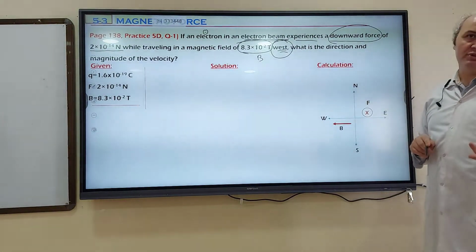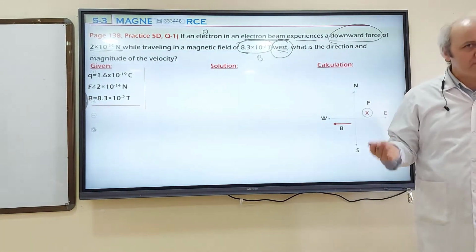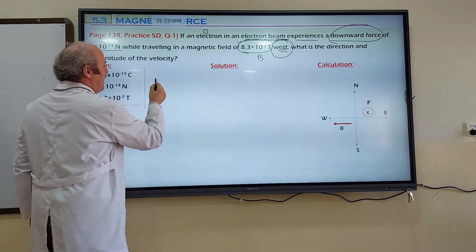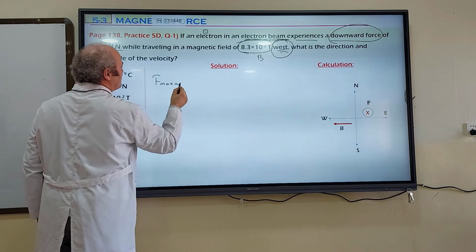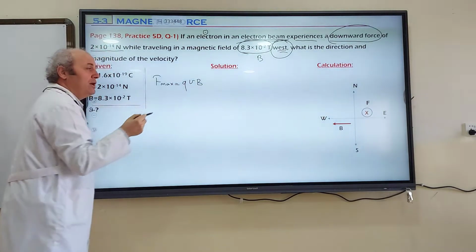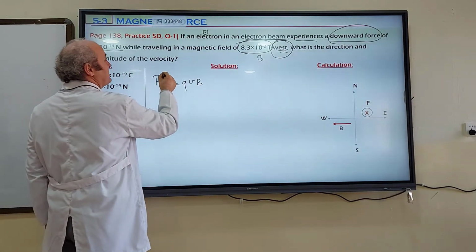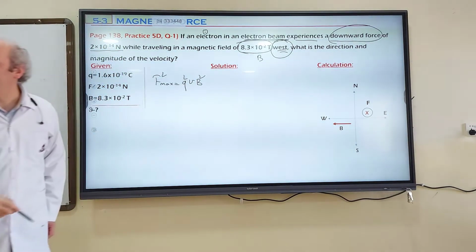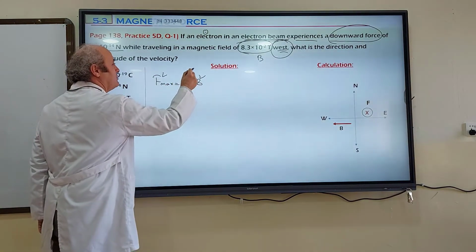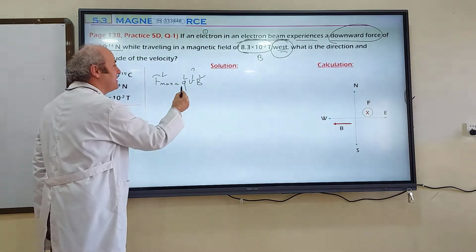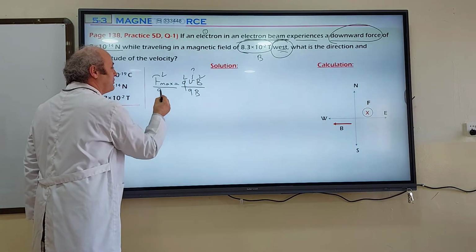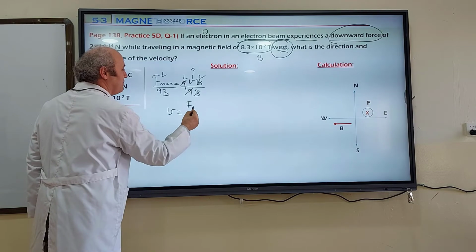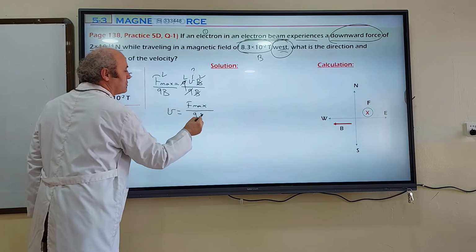What is the direction of the velocity? First calculate the magnitude. Always start with magnitude. It's the easiest part. What is the magnitude of the velocity? Find it. The maximum magnetic force acting on the charge is F = QVB. So we know what F is. It's given. Q is given. B is given. What is unknown? V. So simplify Q and B: divide by QB. V is left. V is equal to F maximum divided by QB.